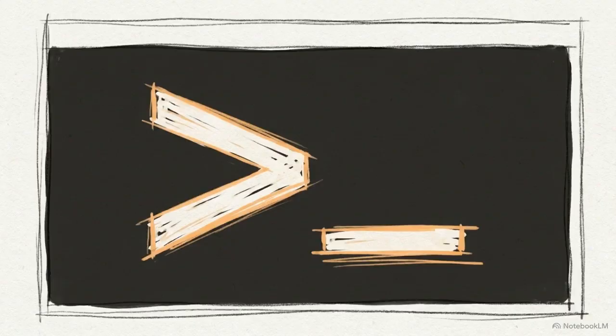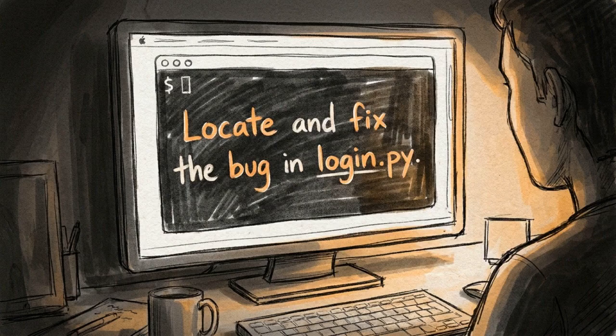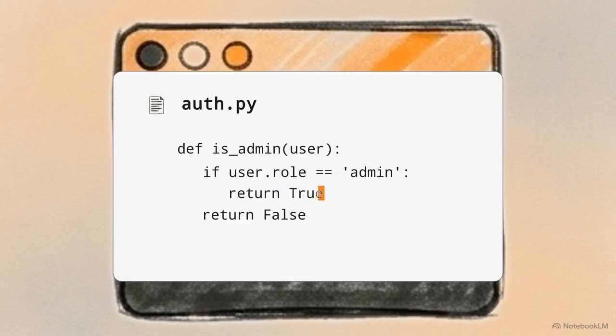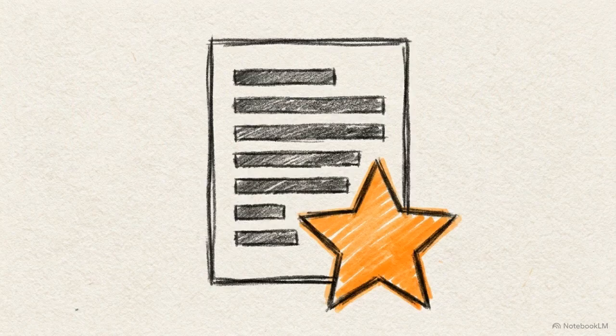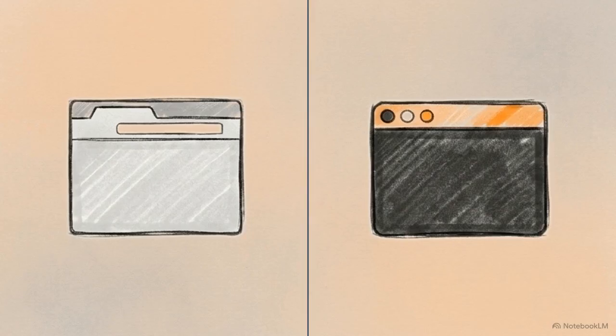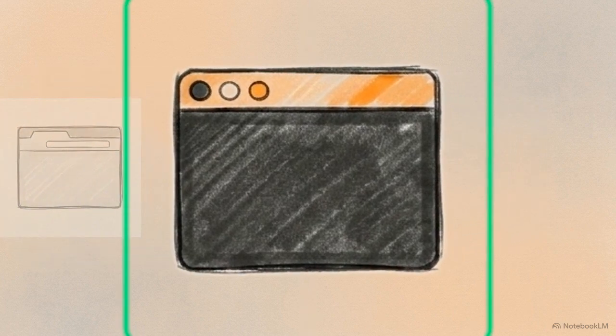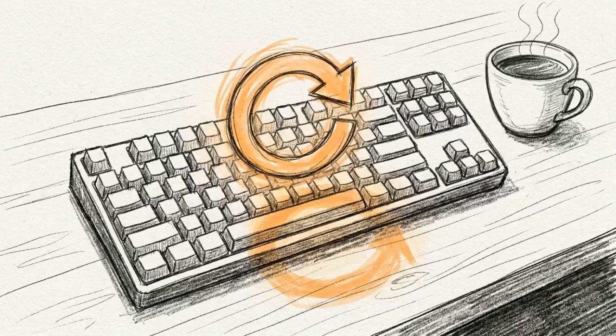You can now type requests directly into the terminal. For example, you can ask it to locate and fix the bug in login.py. The AI will read the file, identify the logic error, and apply the necessary code changes directly to the script. This native terminal workflow removes the need to manually copy code between a browser and your editor, allowing you to iterate on your project immediately.